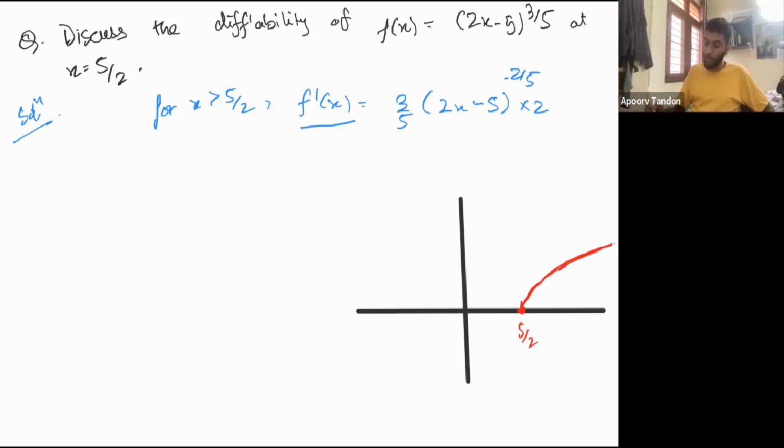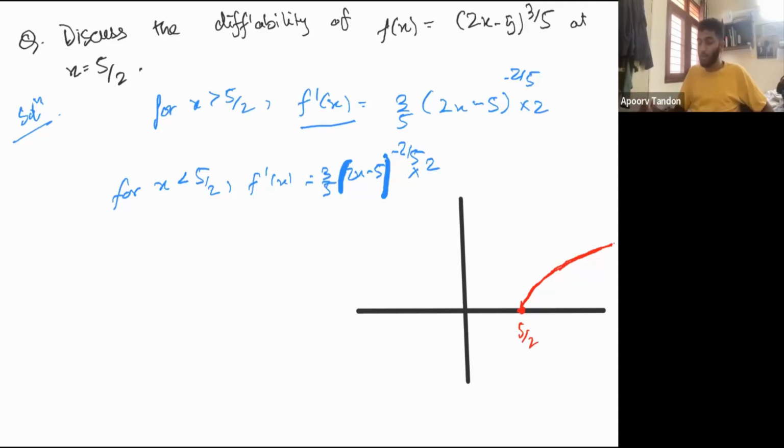Similarly, for x less than 5 over 2, again we get the same expression for f dash x. Here we find that again by decreasing x further and further, the magnitude of the variable term keeps increasing, but the variable term appears in the denominator. So the net magnitude of f dash x is going to continuously decrease, right?